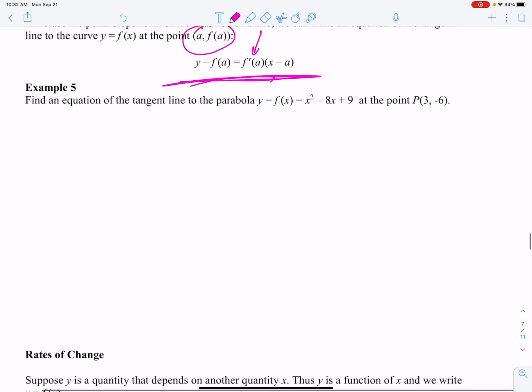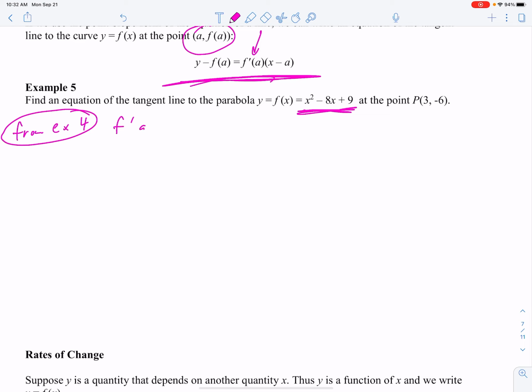Okay, so example 5, find an equation of the tangent line to the parabola, actually the same one from example 4 that we just did, at the point (3, -6). From example 4, we found that f prime of a is 2a minus 8. a is an x value, so our x value in this case is 3. So we have f prime of 3. Notice my notation, f prime of 3 still means plug a 3 in. So 2 times 3 is 6 minus 8, which is -2. So there's our slope.